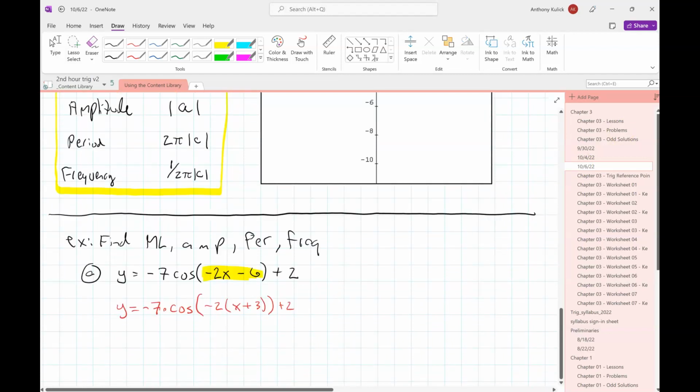But that's still not in that general form, right? Yeah, how do I write -2 as a unit fraction? Yeah, I write it as 1 over -1/2. And then this is supposed to be a minus there. How do I write +3 as a subtraction problem? Yeah, minus a negative.